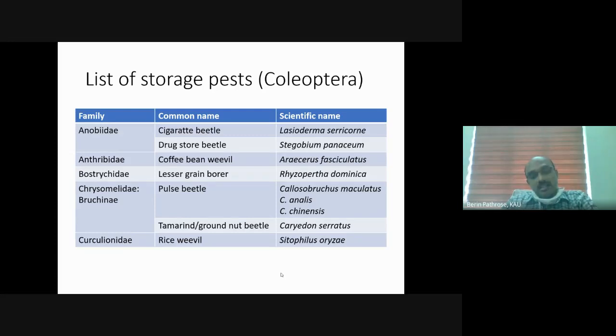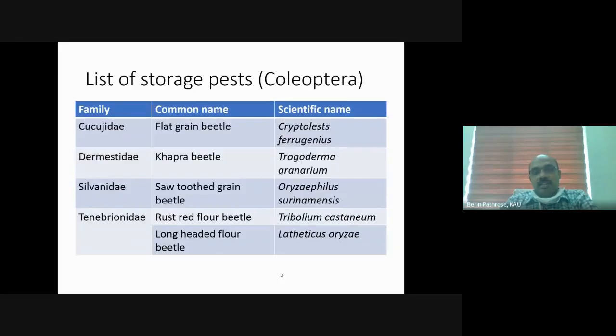Then a weevil pest, that is a Curculionid, Sitophilus oryzae. So these two slides comprise, if you count the number, 3, 4, 5, 6, 7, 8, 9, 10, 11, 12. This 12 completes the coleopteran pests of storage. You don't have a large number of insect pests in storage. Many of you are extremely afraid of studying scientific names, but for storage pests, the number of scientific names to be learned is extremely small.